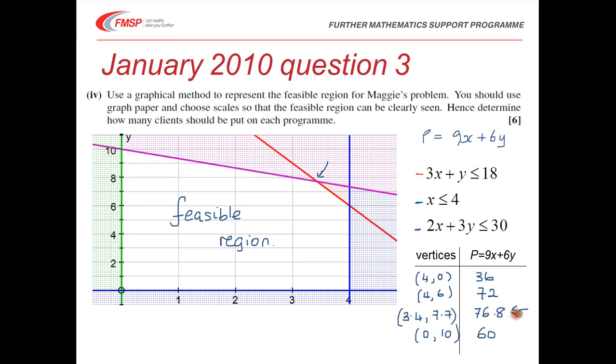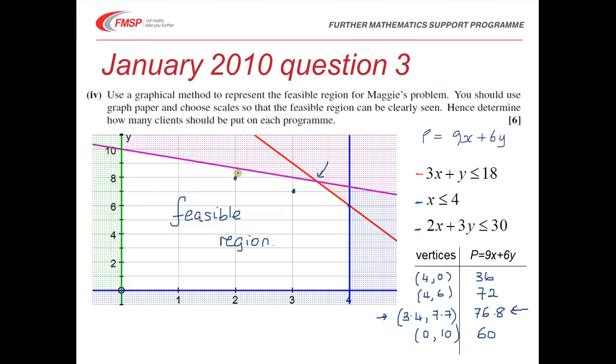But of course, if you think about it, remember that x and y are the number of clients. And as I said before, we have to have a whole number of clients. So what we need to do now is look at points which are close to this vertex. So we might look at this point, and we might look at this point. Well, we've already done that. That was 4, 6, that was 72, so we know that value. And we might look at this point. So I think it's just worth having a look at different points. You might take this point.